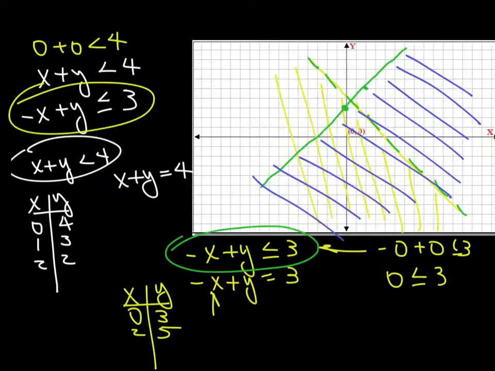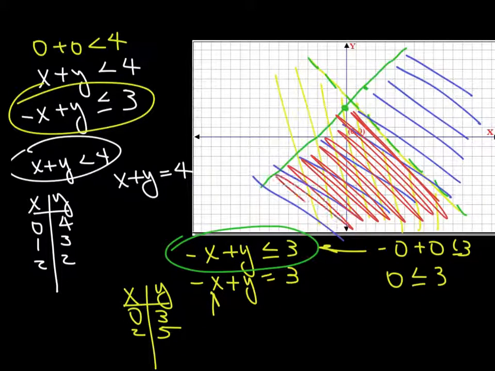Notice here that where we shaded below the dotted line was yellow, below the green line was blue. Where they cross, this intersection here, ends up being the answer that we're looking for, what they have in common with each other. So this here is going to be the answer. We don't have to solve anything. We're just graphing and figuring out where they overlap each other, and that'll be the answer.